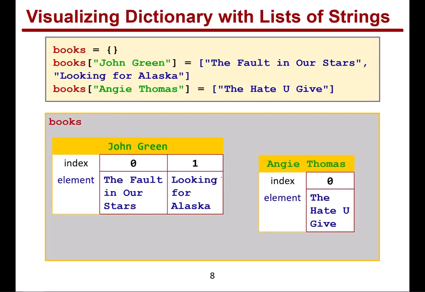Now, if you want to visualize what it looks like to have this new book and author, notice that here, again, here's Angie Thomas, The Hate You Give. Books is our outer dictionary. And we have, this is key 1, if you want. And this is key 2. And at key 2, we have just another list. And this list just has one particular item.